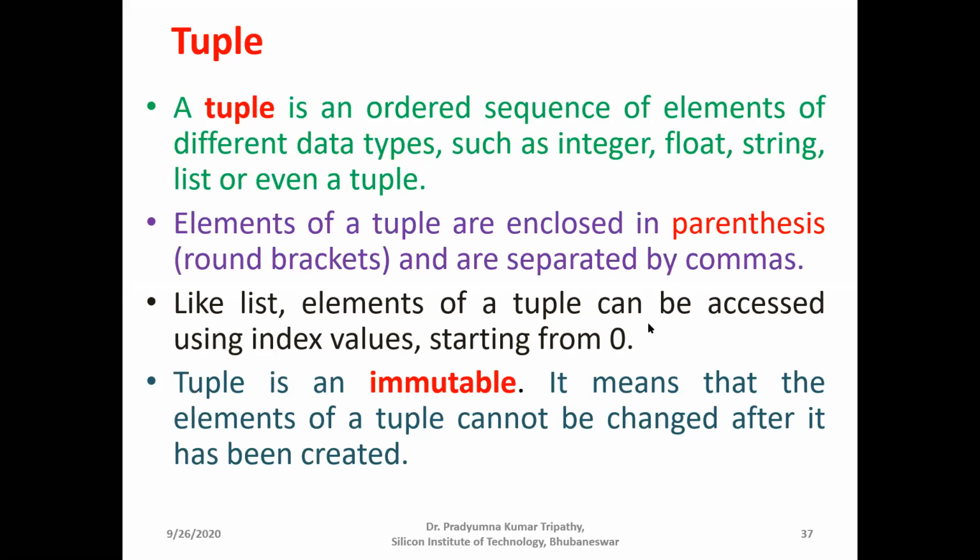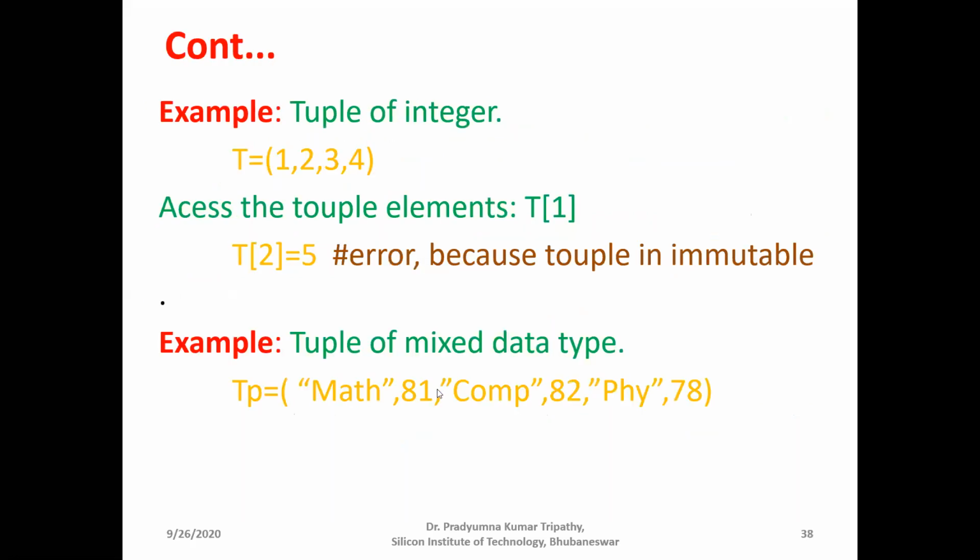It means that elements of the tuple cannot be changed after it has been created. Once it has been created, you cannot alter the value of the tuple. That is the main difference between a tuple and a list. In a list, once I have created elements, I can change any of them, I can add to it, I can do some operations over there. Here you cannot change it, it's immutable.